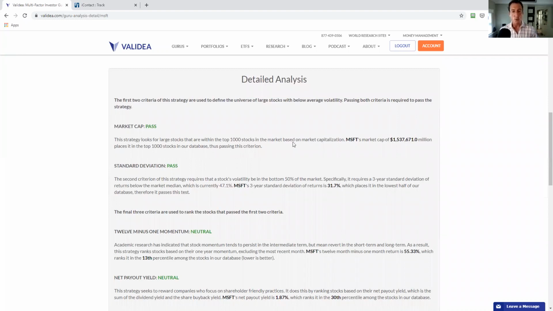This strategy first wants to start out by looking at the largest stocks in the market. So it starts by looking at the 1,000 companies that are largest based on market cap. After that, it wants to see, of those securities, what stocks are in the bottom 50% based on their underlying volatility or risk. Here it's looking at the standard deviation over the last 3 years, and it wants only the 50% of stocks that are in the bottom. That's trying to uncover lower volatility names.